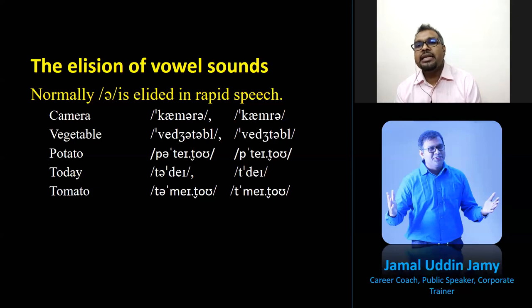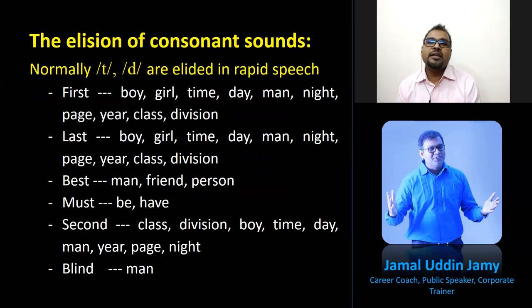So tomato. Let's pronounce the correct pronunciation of these words. Camera, vegetable. See the place of articulation. Potato, today, tomato. Okay, so that was the elision of certain vowel sounds.